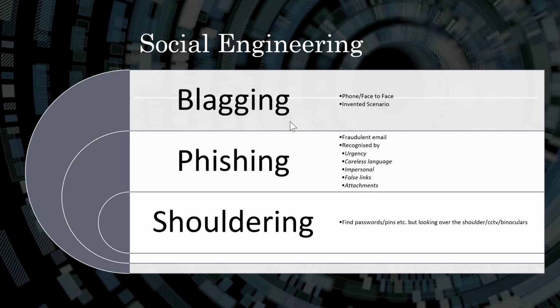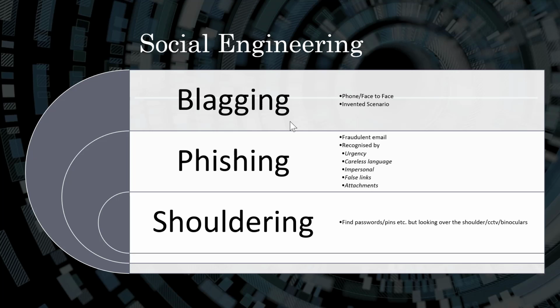Firstly is blagging. They might call you up, it might just be a face-to-face chat, and they'll invent a scenario. This is sort of one you've seen potentially a little bit on TV, but it's mostly down the phone or face-to-face. Then there's phishing. Phishing is something that you potentially will have seen yourself. You receive an email, it's definitely fraudulent, and there are lots of ways of recognizing it. There's urgency, you must do this now. The language can be quite poor in it. It's not necessarily to you. It might be, dear customer, it won't talk to you by name. There'll be false links. You'll hover over the link in the email and it won't be going to the correct website. And they might have an attachment that will have a virus in it.